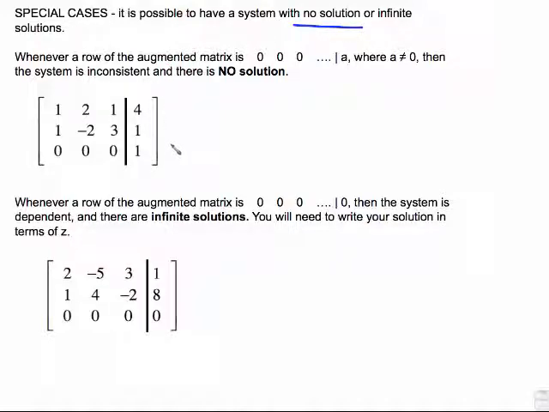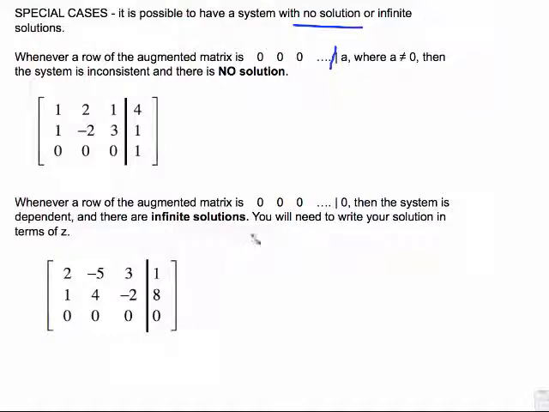And how you'll know is this. Whenever a row of the augmented matrix is 0, 0, 0, and here's our slash, A, where A is some number other than 0, then the system is inconsistent and there is no solution, like this. I have 0, 0, 0 here in front of the bar. I have a non-zero number right here that tells me there is no solution.